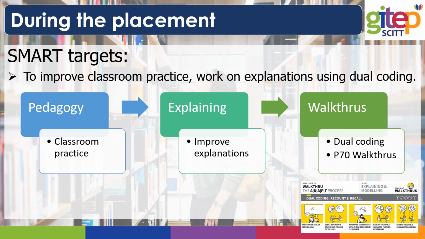Part of the quality assurance role of the professional lead is to check that the targets being set for the trainee are SMART, and if they're not, then to provide support to the subject mentor and/or the trainee to ensure that they are.